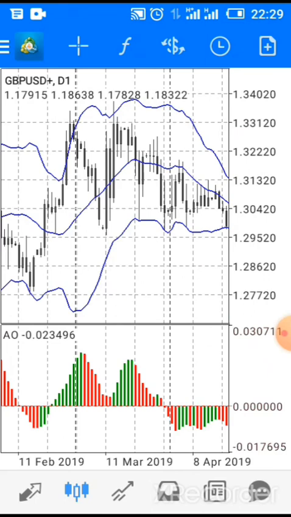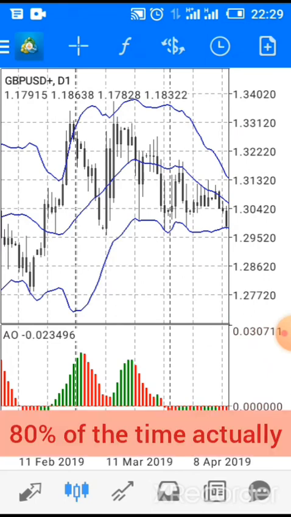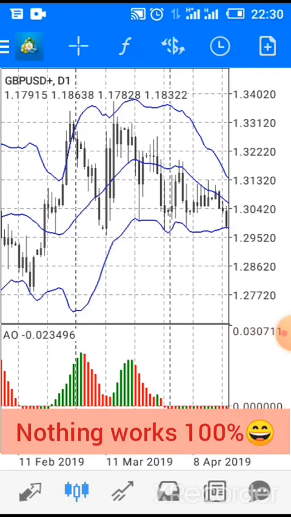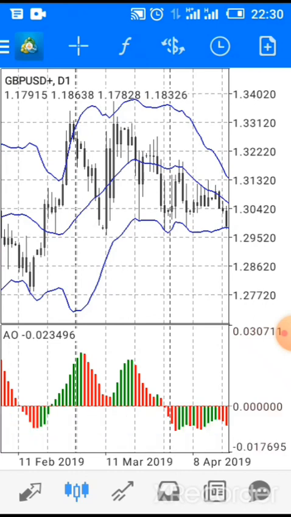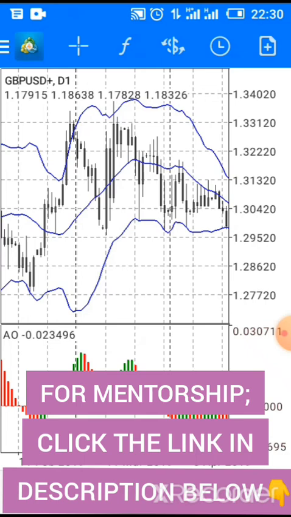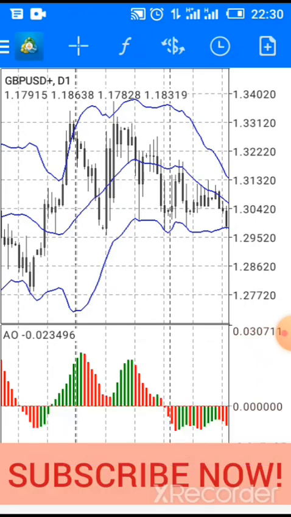It works all the time. Be patient, look for it in different pairs: Forex, indices, stock, crypto, what have you. It works all the time. So you look out for these zones and then be patient for the market to come back to the zone, and then you enter for a buy.